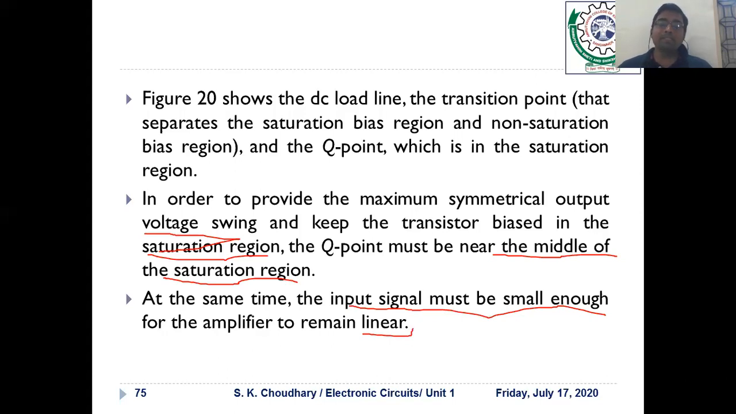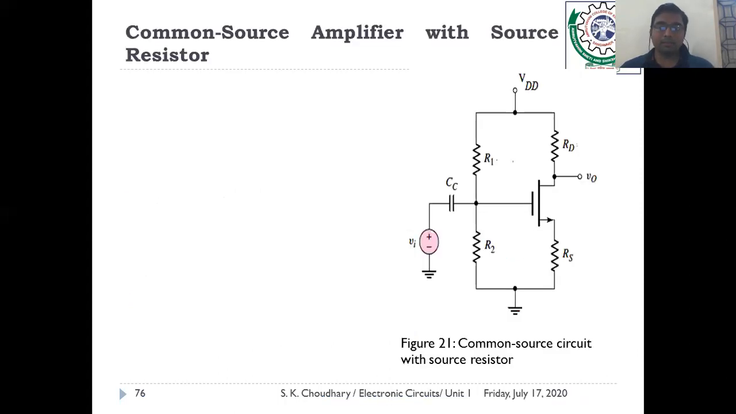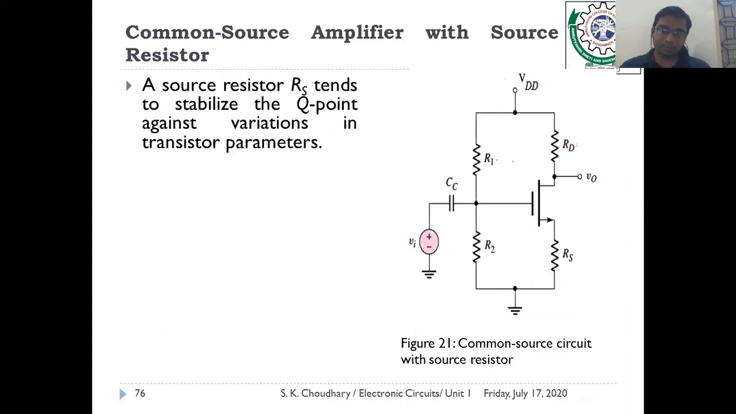Now we have to see the second configuration in the same series, the common source amplifier with the source resistor. Here you can see the difference in the circuitry. What is the difference between the previous circuit and this circuit? The difference is that here we have taken the effect of RS. We have connected the RS here.